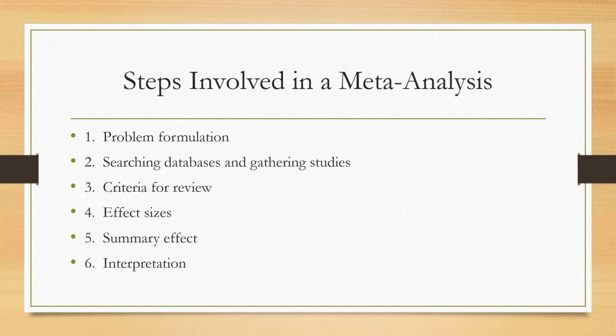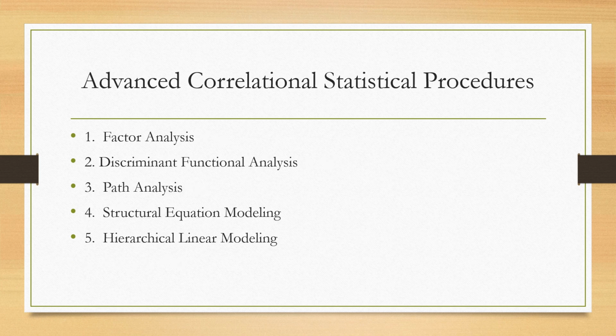Fourth, the researcher needs to determine the effect size. When doing this, they will note the effect size of each study and then average those. Fifth, the researcher will calculate what is called a summary effect. When doing this, the researcher will compare the effect size of different subgroups to determine what accounts for the variation in effect size. Finally, the researcher will interpret the meaning of the summary effect across all of the studies to determine the magnitude of these effects.